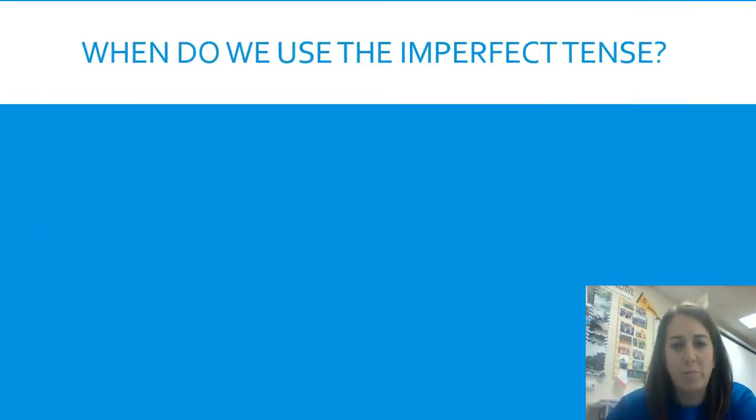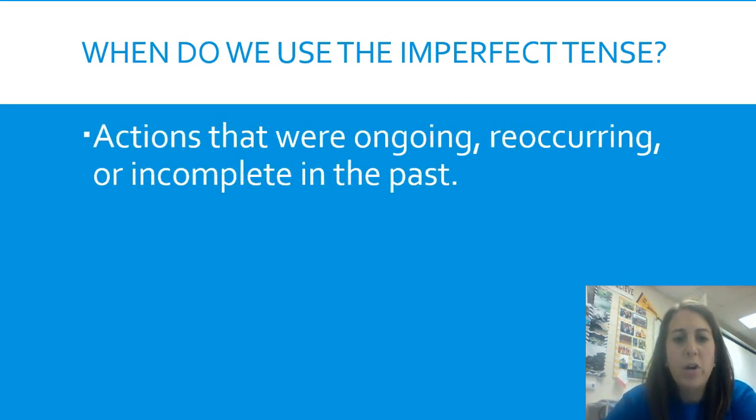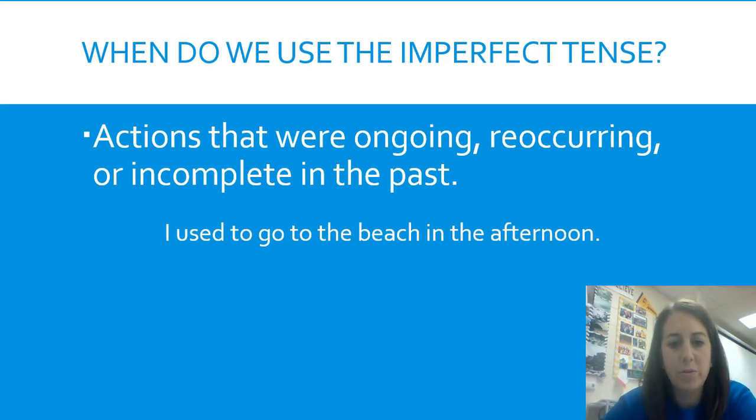Alright, so when do we use the imperfect tense? If anything is difficult about this tense, I think its use is difficult for non-native speakers. So we use the imperfect tense with actions that were ongoing, reoccurring, or incomplete in the past. Versus I studied, I danced, we use the was or used to. So, for example, I used to go to the beach in the afternoon. Iba a la playa por la tarde. So that's an example of use of the imperfect.